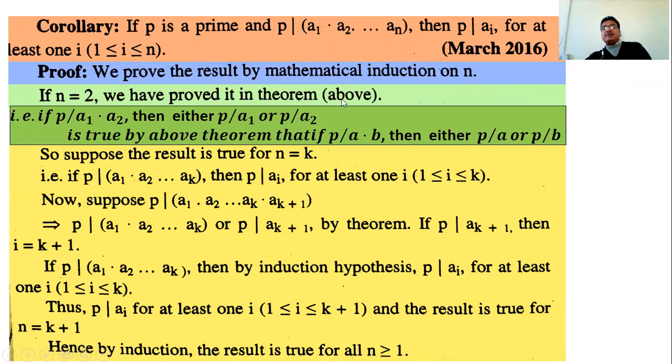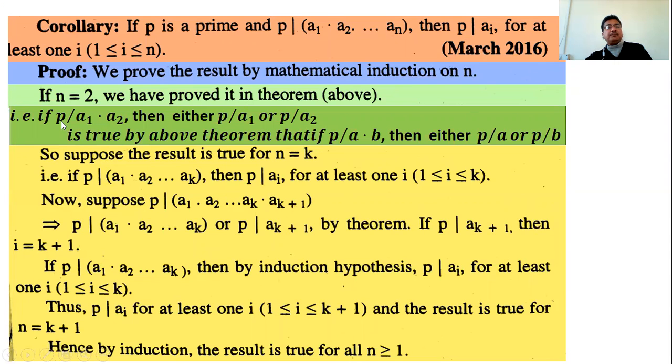And we prove the result by mathematical induction on n. This is the first form of mathematical induction. We prove the result is true for either 1 or 2 or 3. Suppose n is 2. Then what do I have to prove?